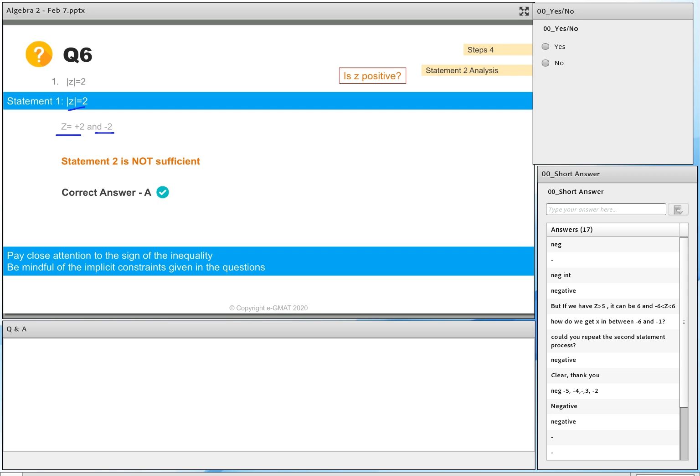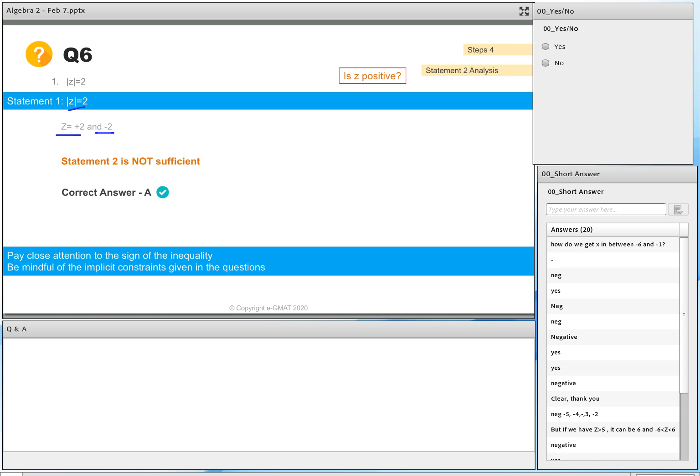Let me clear all the answers from the yes no poll. Do I have +2 and -2 as the possible values of z from the question statement? From the question statement, please remember that we were given that mod of z is less than 6. So we had all those numbers from -5 to +5.